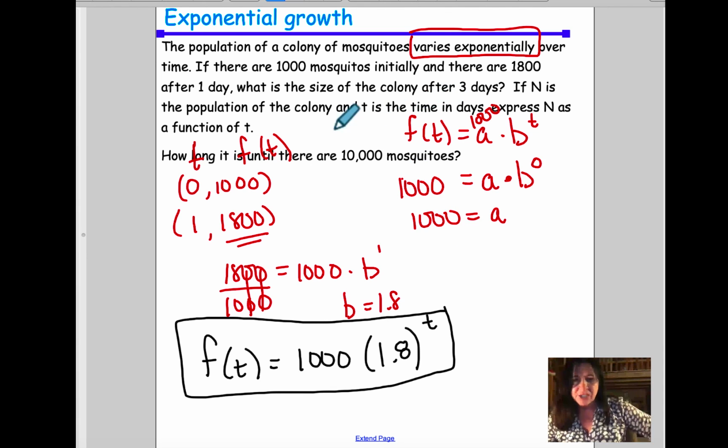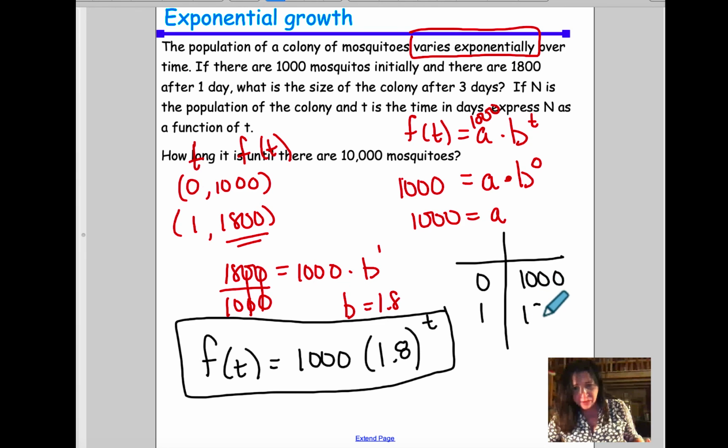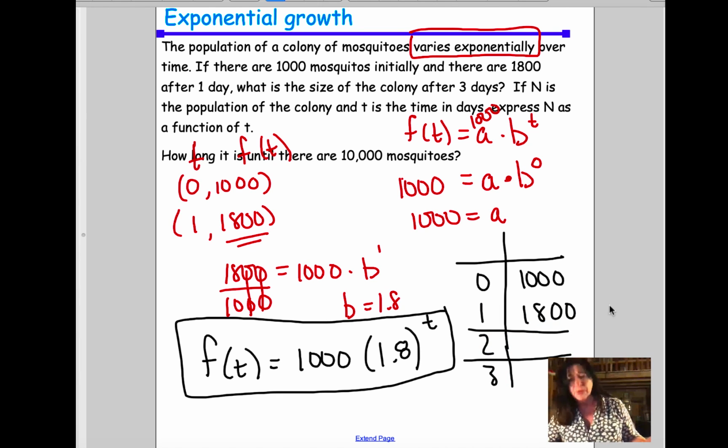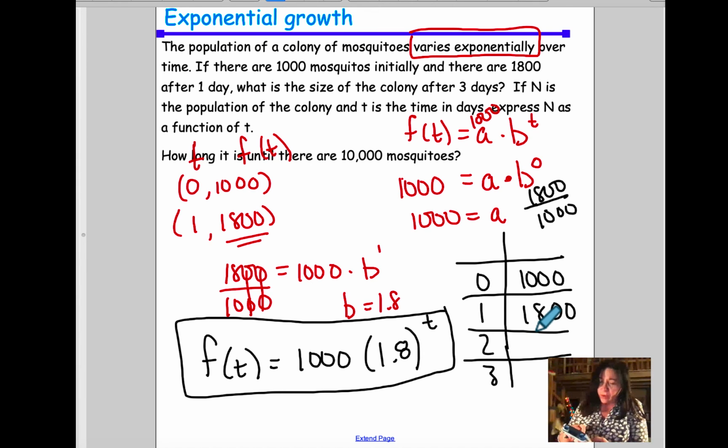the slides, and it asks what's the size of the colony after 3 days. You totally can do this by hand too. It is not a requirement that you do it like this, because of the add-multiply property. That's 0, 1, and this is 1,000, and then this is 1,800, and then to get to 3 days, 2, 3, right? I just have to find 2 days and then 3 days. To get to the next value, you just took 1,800 and divided by 1,000, and that gave me my B value. So now I know that B value is 1.8.